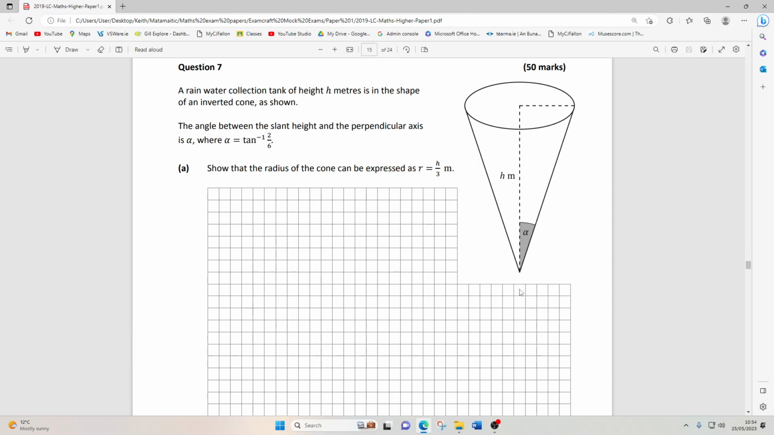Right, these questions are involved. Right, the rainwater collection tank of height H meters. So the angle between the slant height and the perpendicular axis is alpha, where alpha is equal to tan to the minus 1 of 2 over 6. So show that the radius of the cone can be expressed as R equals H over 3 meters.